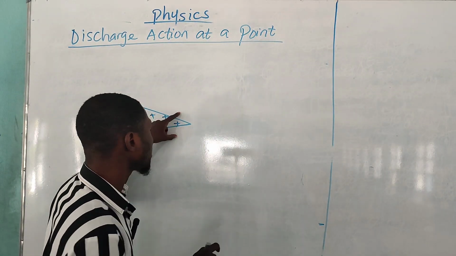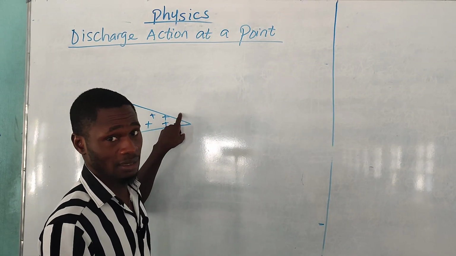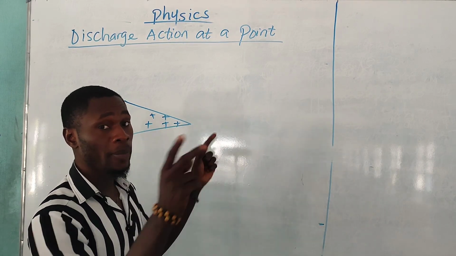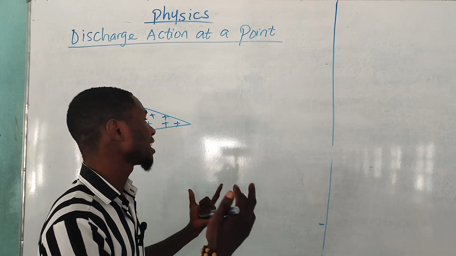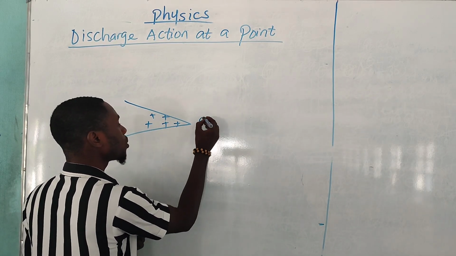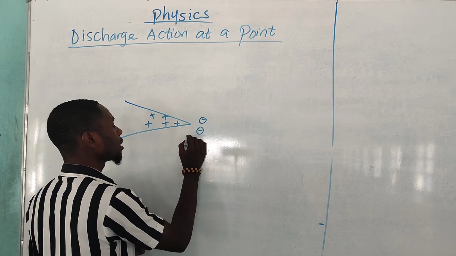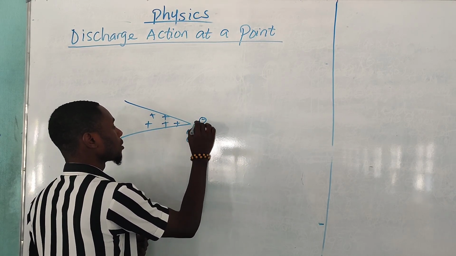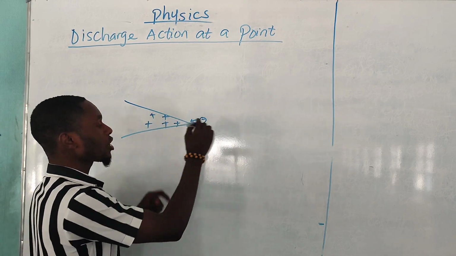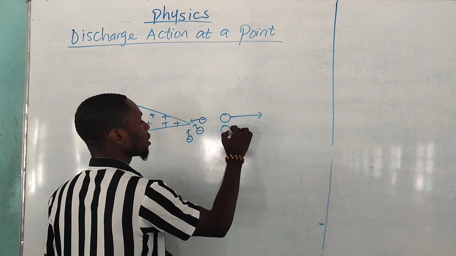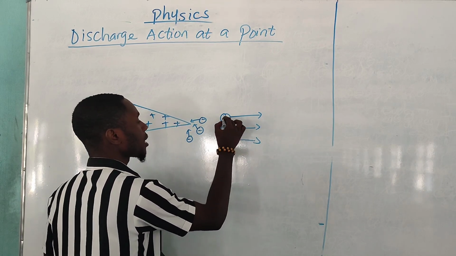Why is it attracting the negative ions? Because the point is positively charged, for instance. If the point is positively charged, it neutralizes the surrounding air, breaking them into positive and negative ions. And then it will tend to attract all the negative ions, and strongly repel the positive ions.